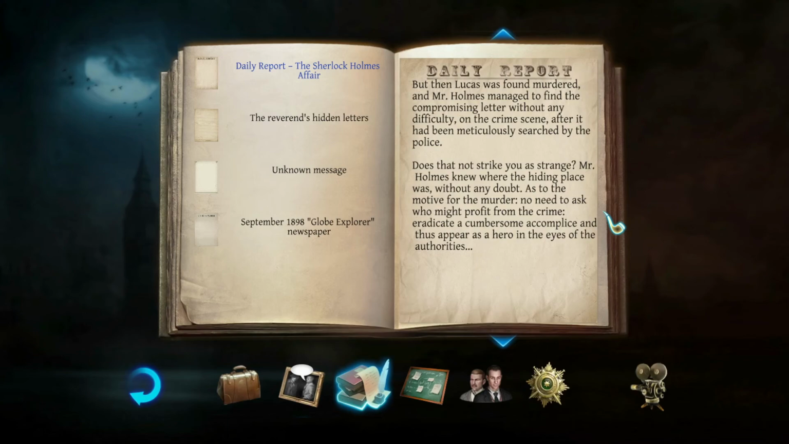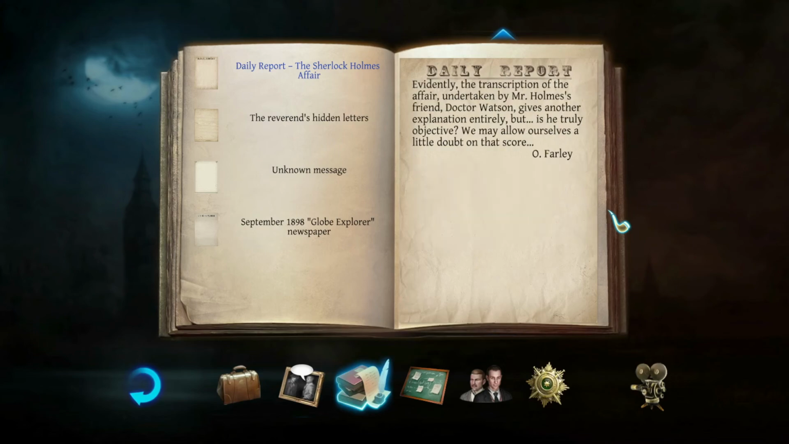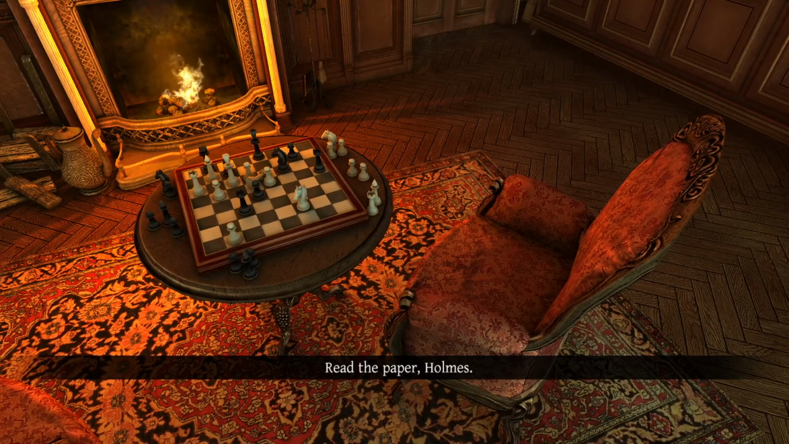Does that not strike you as strange? Mr. Holmes knew where the hiding place was, without any doubt. As to the motive of the murder, no need to ask who might profit from the crime. Eradicate the cumbersome accomplice and thus appear as a hero in the eyes of the authorities. Evidently, the transcription of the affair undertaken by Mr. Holmes' friend Dr. Watson gives another explanation entirely, but is he truly objective? We may allow ourselves a little doubt on that score. Oh, folly. Read the paper, Holmes.